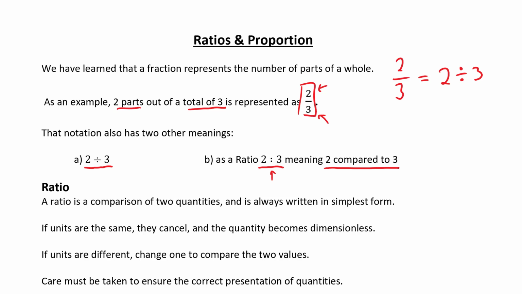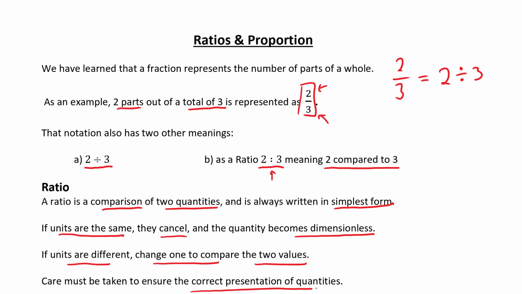So what is a ratio? A ratio is a comparison of two quantities. And just like a fraction, it's always written in simplest form. So simplify it down. The units should be the same. They cancel out, and then the ratio becomes dimensionless. If the units are different, change one so you can compare the two values. Lastly, make sure you correctly present the quantities in question.